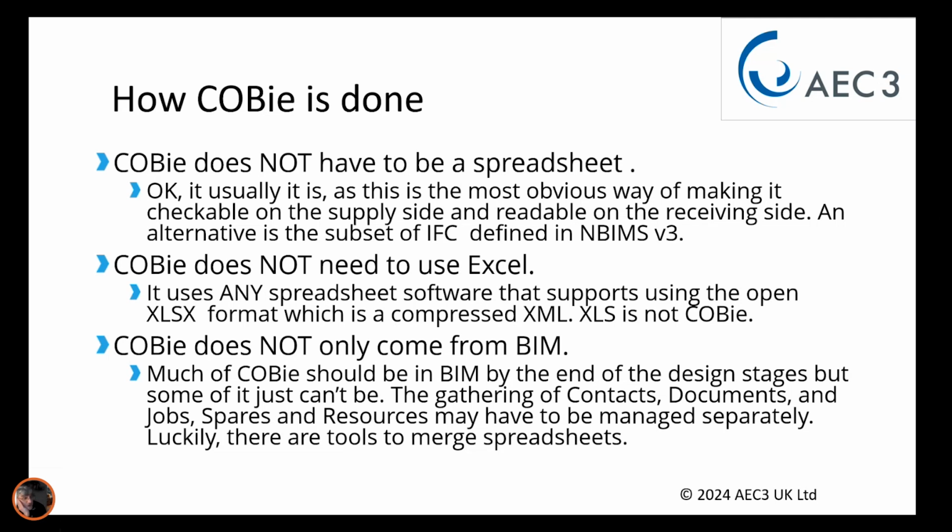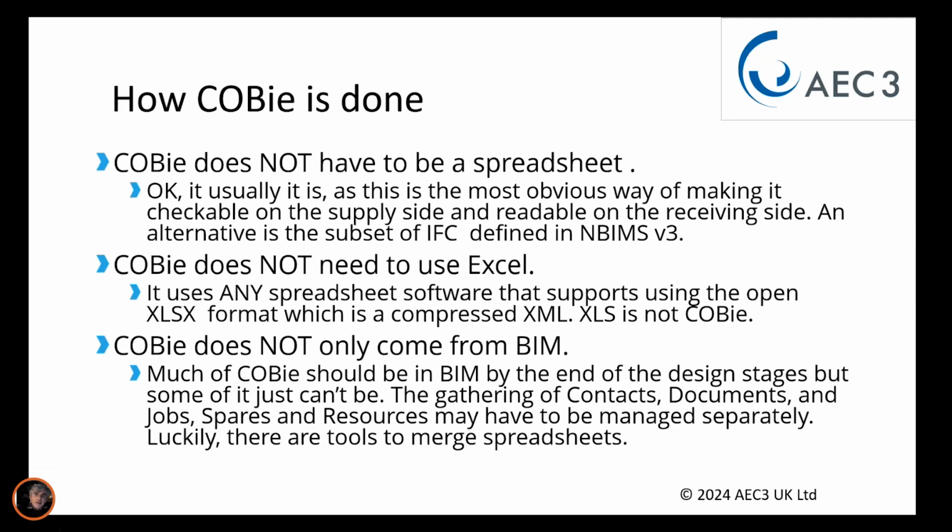COBie doesn't actually have to be a spreadsheet, although it usually is, as this is the most obvious way of making it checkable on both the supply side and readable on the receiving side. For example, you could deliver COBie as an IFC file. And that's permissible, but it is a filtered IFC file, scaled down, shaved down, to only contain the information that COBie is expected to contain. It doesn't have to be Excel. It can use any spreadsheet software that supports the open standard, which is called XLSX, which is a kind of compressed XML. So technically, it's very accessible.